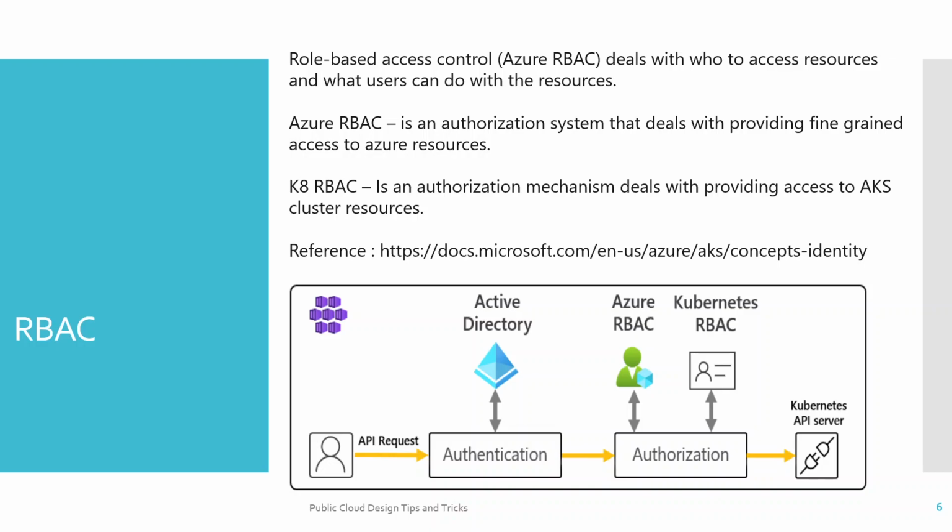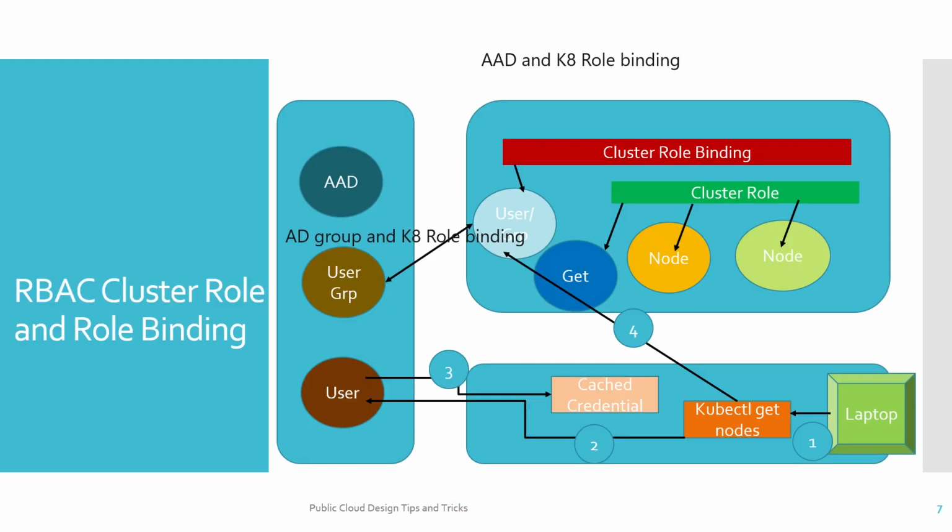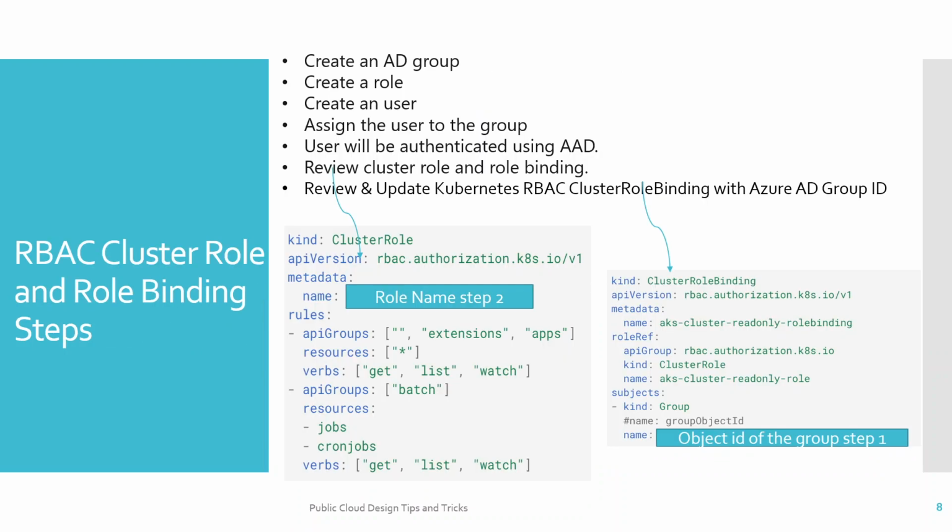So that is how it works. And now it's a high level diagram of how the RBAC cluster role and role binding happens. So let's start with the steps first, then we'll come to the diagram. For that, the bare minimum steps are: first, you have to create an AD group.